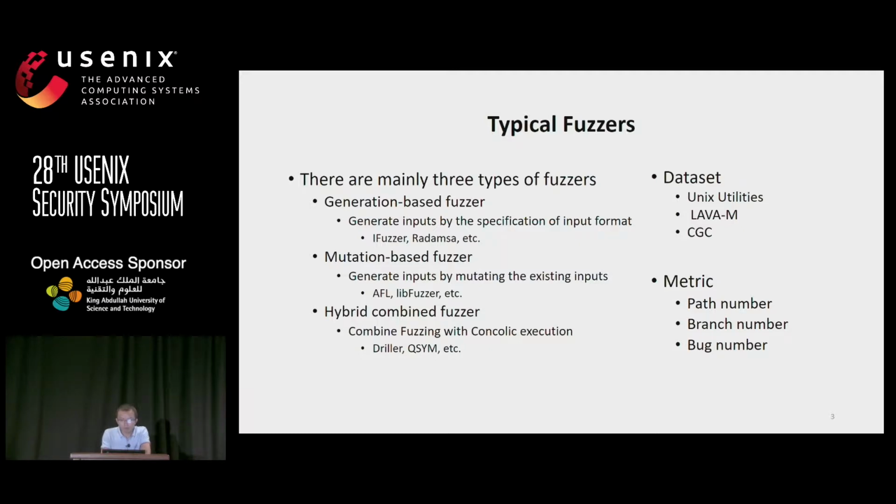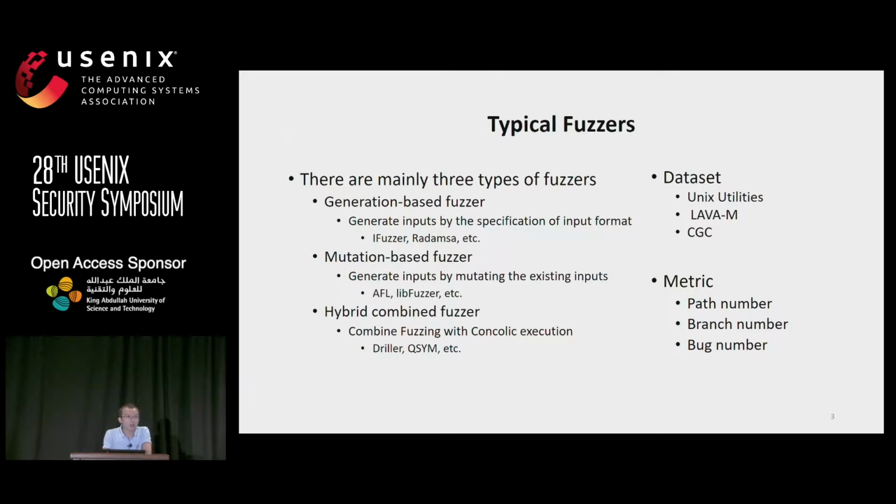For example, generation-based fuzzers like PeachFuzz and Randoop generate inputs by the specification of the input format. The mutation-based fuzzers such as AFL and libFuzzer generate inputs by mutating existing inputs. And the hybrid fuzzers such as Driller and QSYM combine fuzzing with concolic execution.